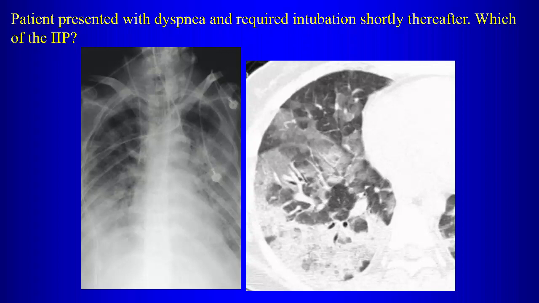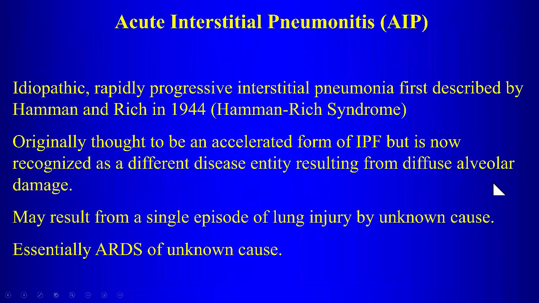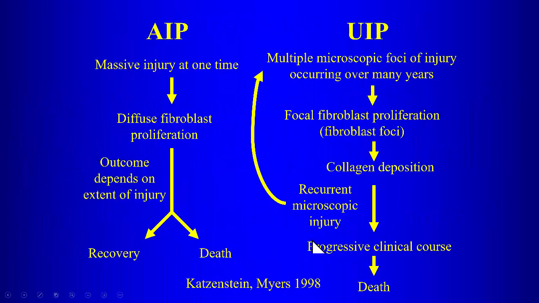We have the same physiologic findings, the same imaging findings as ARDS. You can have these consolidations that are dependent because of the weight of the lung. And these patients go into respiratory failure. Idiopathic ARDS used to be called the Hamman-Rich syndrome. Originally, it was thought to be a form of idiopathic pulmonary fibrosis, but that turns out not to be true. So it's an episode of lung injury by some unknown cause, essentially ARDS of unknown cause. Now, with UIP, which we've covered earlier, there's ongoing repetitive injury and repair. With AIP, there's one episode of massive injury, and then there's repair.